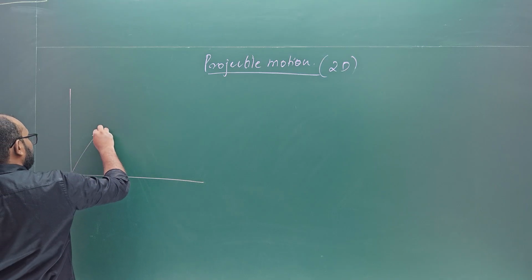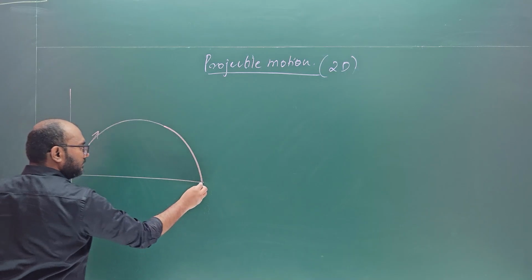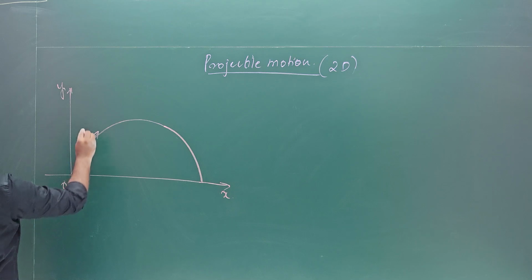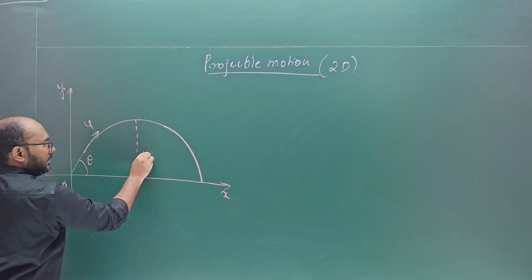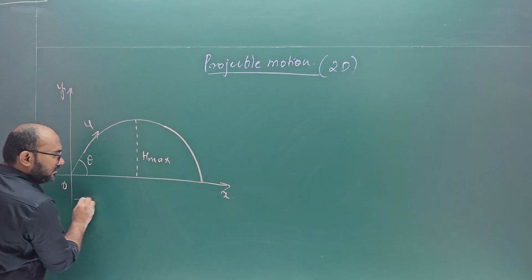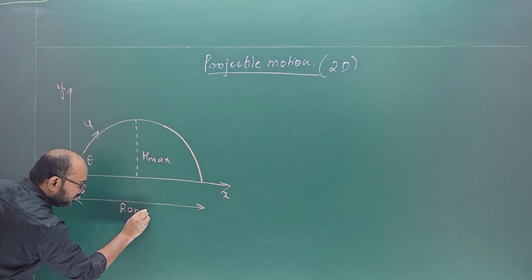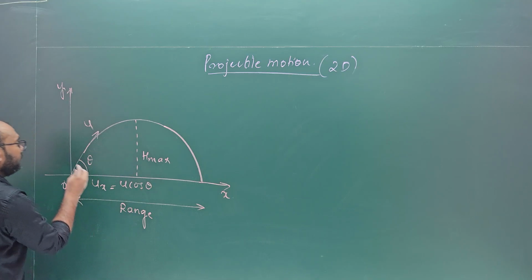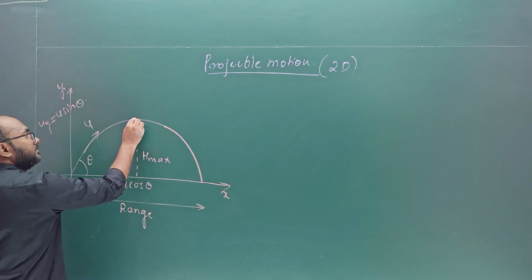So this is your projection and it follows this path. This is your x, this is your y, initial velocity u making an angle theta, and this portion is called as what? Hmax. And this portion, along the x-axis, is called as what? Range. Okay, ux is what? U cos theta. Uy? Yes, very good. U sin theta.